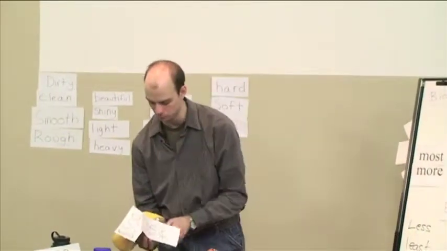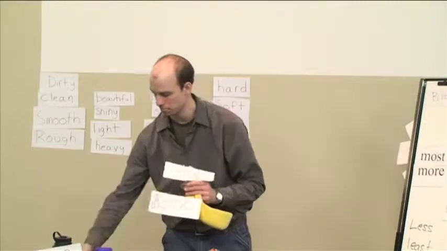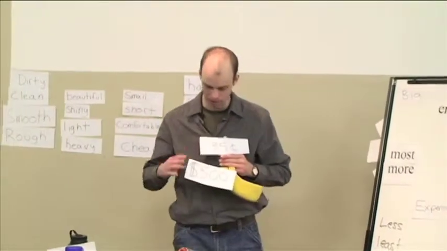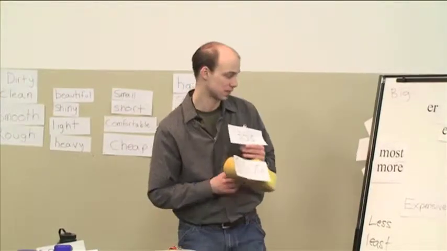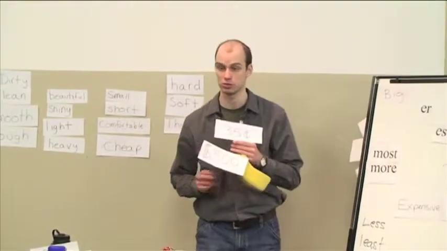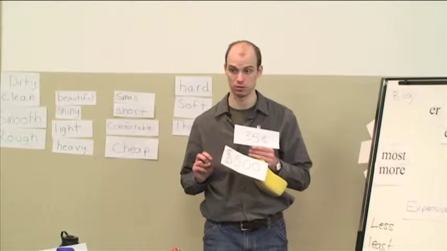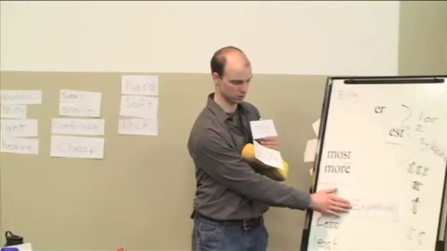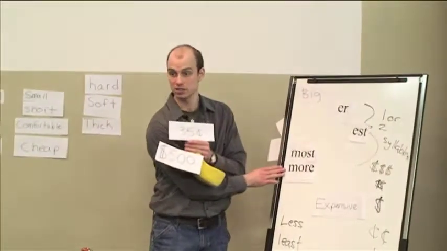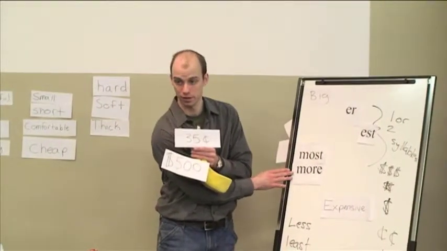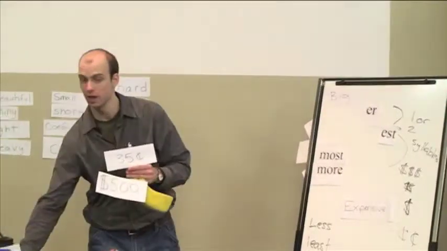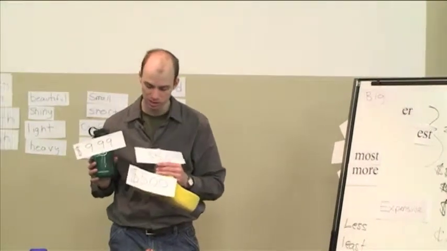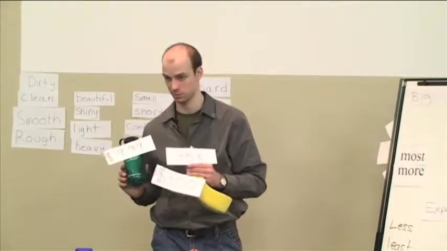Now if I went by price, okay, 2 objects, 35 cents and $5. What should I say? What should I use? Expensive. Let's try using expensive. For 2 objects, more expensive. And with 3, which is the most expensive?